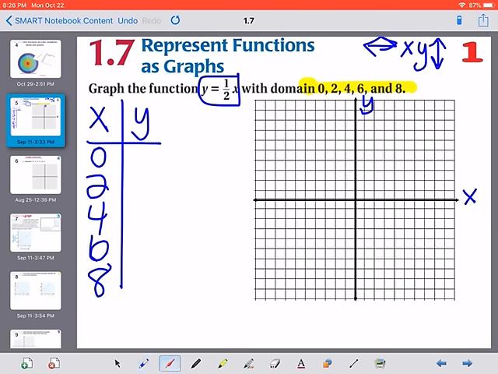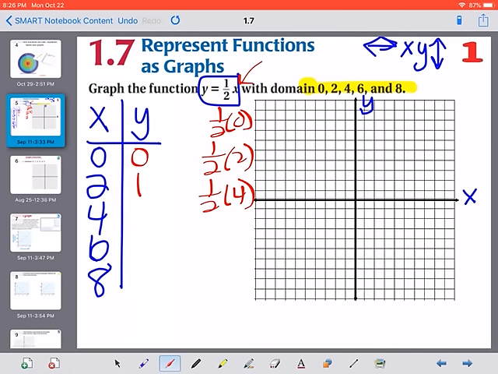So in order to figure out what y is, we need to plug our x's into our equation. So if I plug in a 0, 1/2 times 0, well, half of 0 is still just 0. If I plug in a 2, 1/2 times 2, or half of 2 is 1. If I plug in a 4, half of 4 is 2. You're really just multiplying the top and the bottom if you were to make them both fractions. Then half of 6 would be 3, and then half of 8 would be 4.